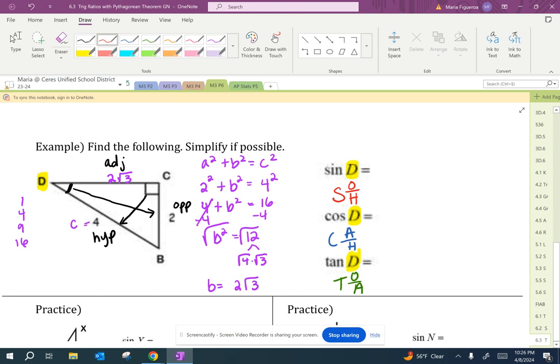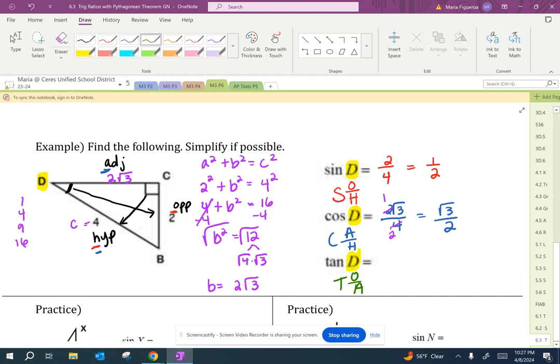Okay, so sine is opposite, which is 2, over hypotenuse, which is 4. And again, that would reduce down to 1/2, dividing both of those by 2. Cosine is adjacent over hypotenuse, so that would be 2 root 3 over 4. And then I can simplify. 2 goes into itself 1 time and into 4 2 times. So then this would simplify down to the square root of 3 over 2.